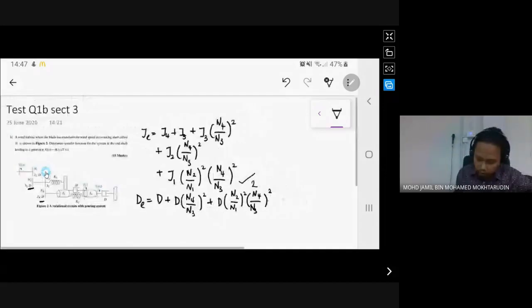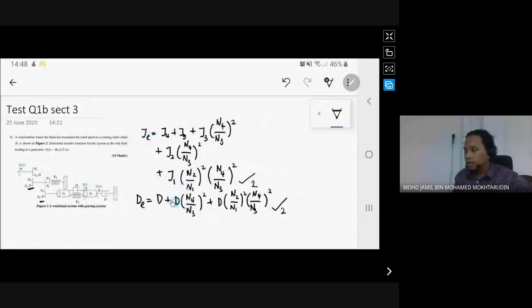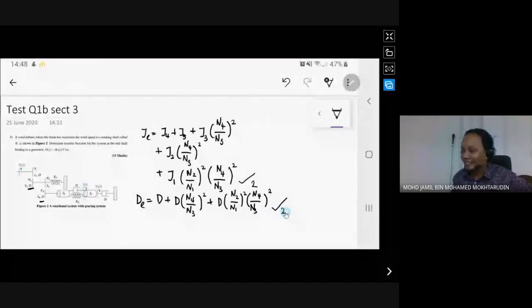Okay, so this one also 2 marks. Same with JE. If you miss this D, for example, you get 1 mark. If you mistakenly put power of 3, 1 mark. If you reverse this, N3 over N4, 1 mark, okay? If all of these are wrong, let's say you put this totally wrong, give 0 to yourself. Okay?